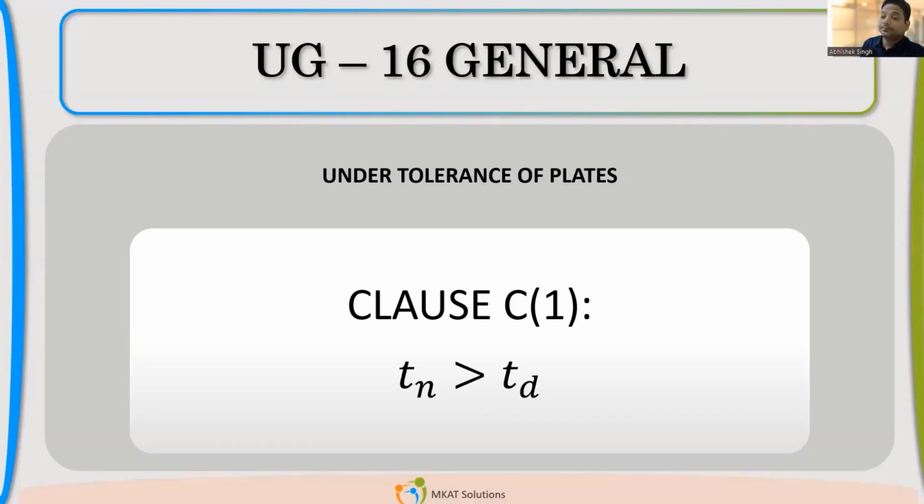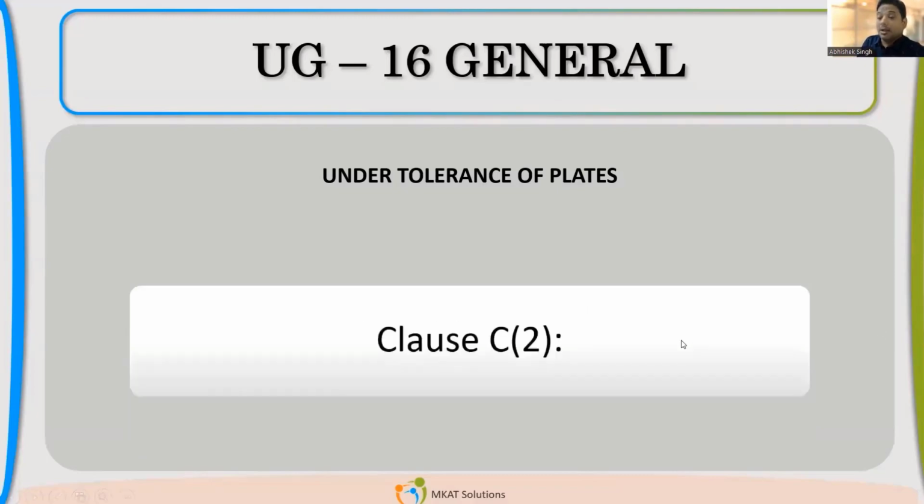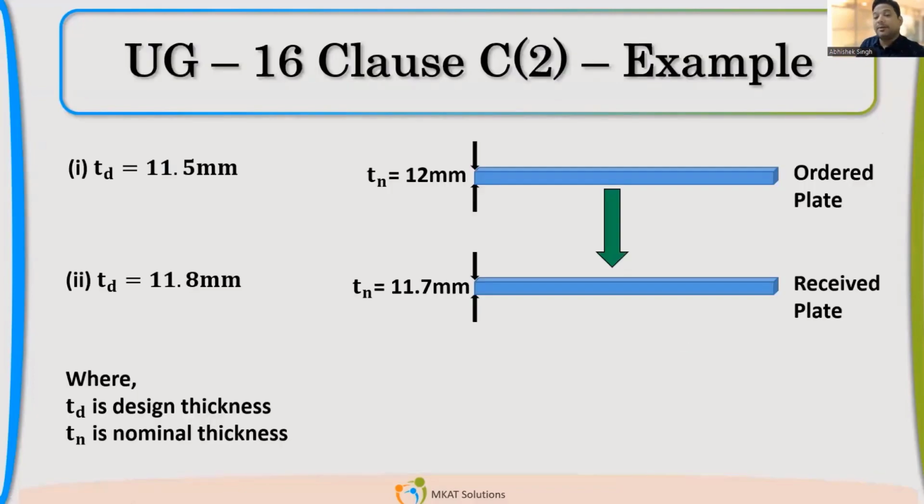Then the second requirement, which sometimes becomes confusing: as per plate specification, what is the under tolerance permitted? Let us see, if I'm talking about SA516 grade 70, first of all, where will I find what under tolerance and over tolerance is permitted for an SA516 grade plate? Who can answer that?